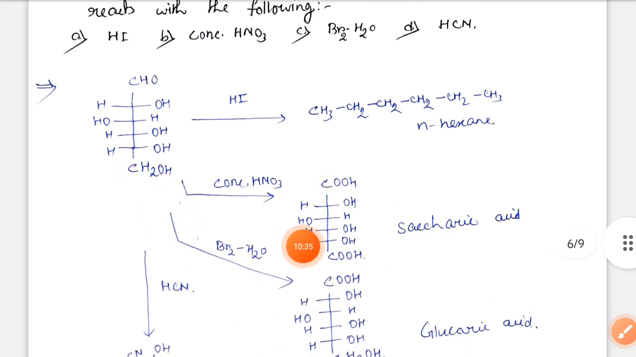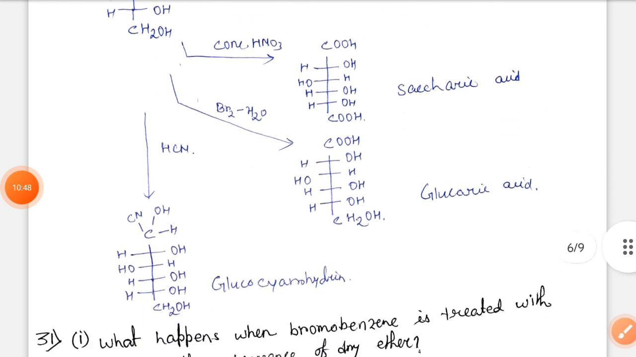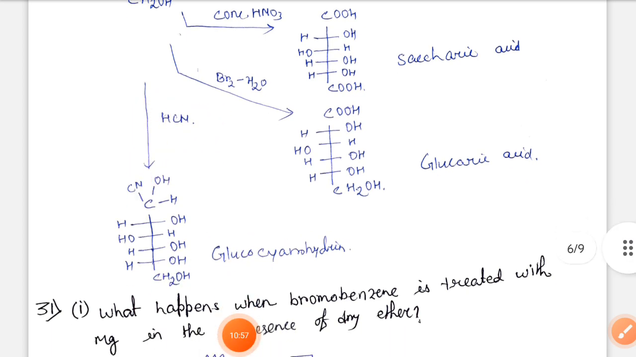That is saccharic acid. Next, Br2 water, that is a weak oxidizing agent. If we give it, then only the CHO group is oxidized, but CH2OH is not. Hence, gluconic acid is formed. That is the formula. Next, if we add HCN, cyanohydrin is produced, glucose cyanohydrin.